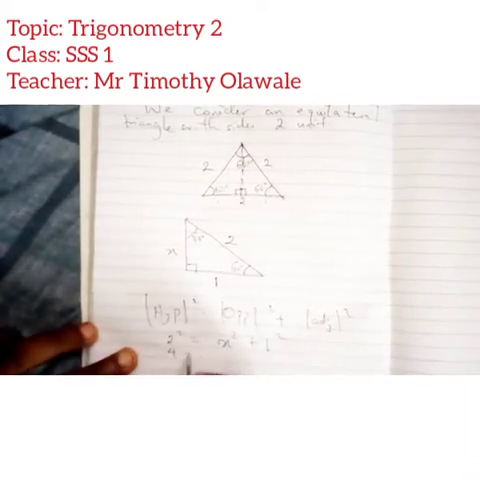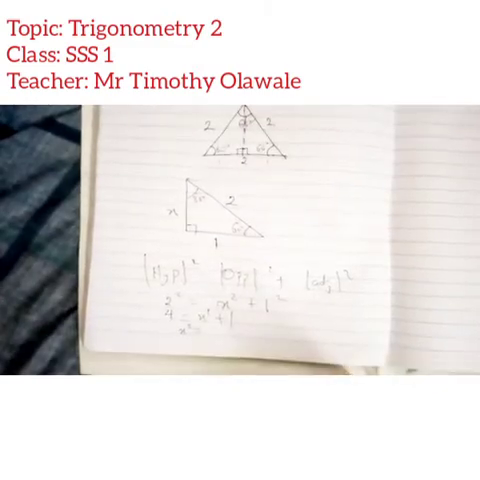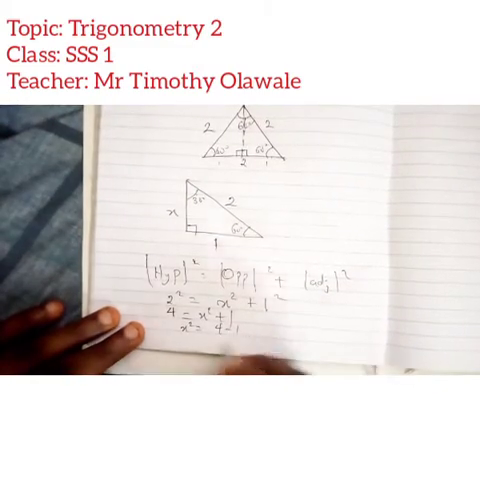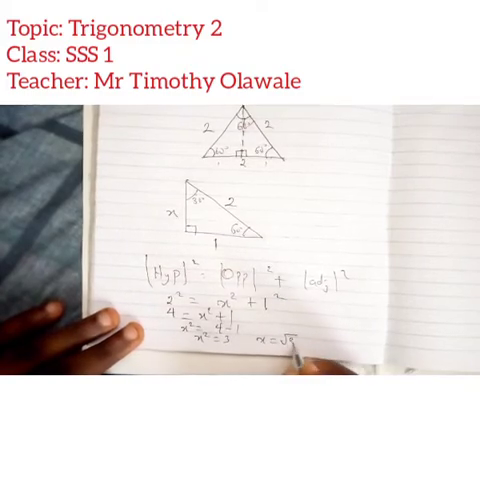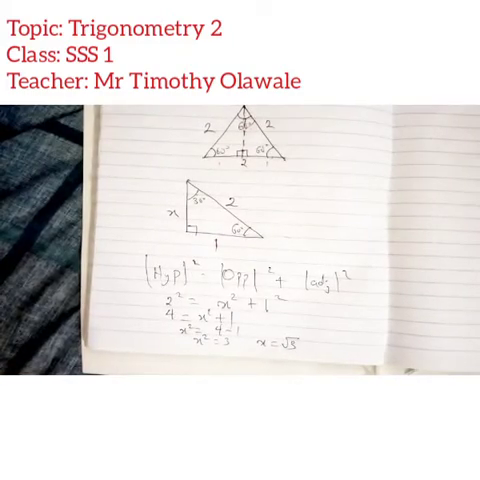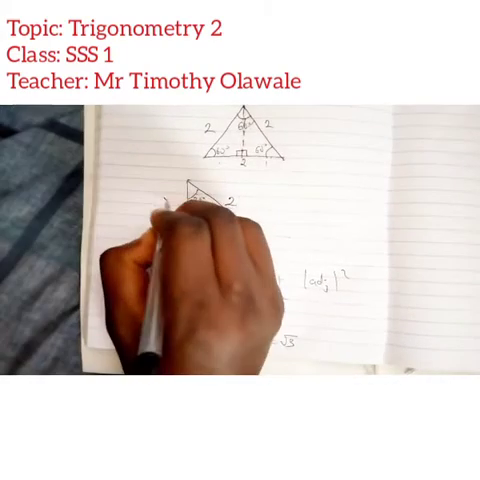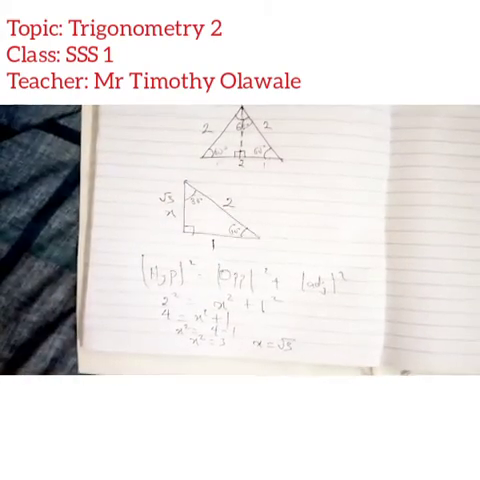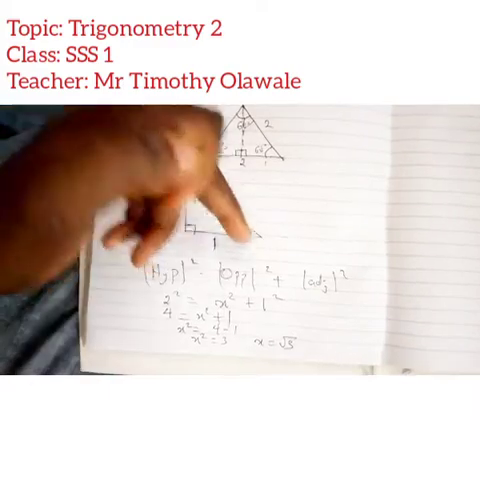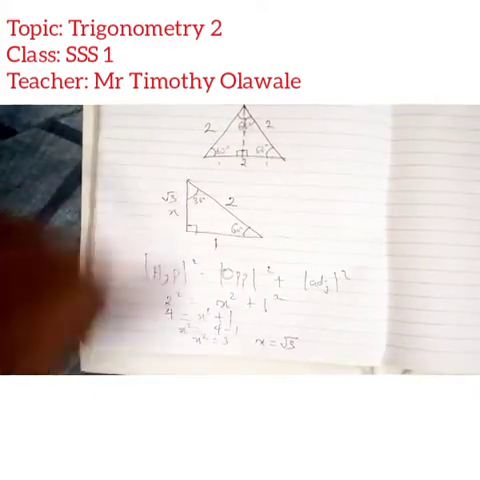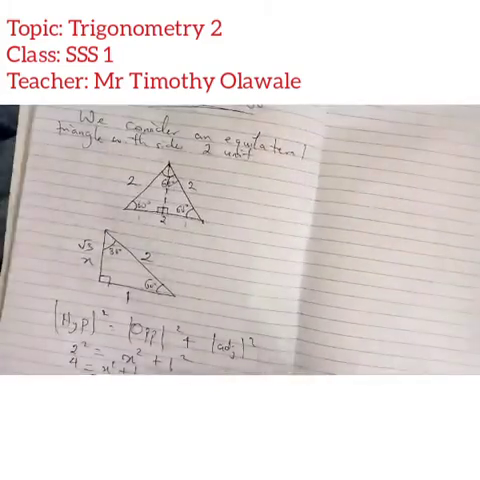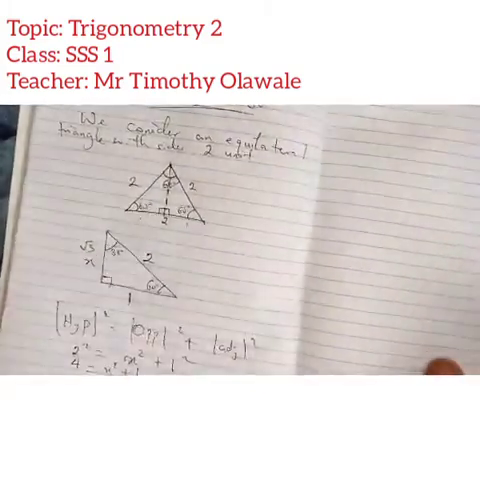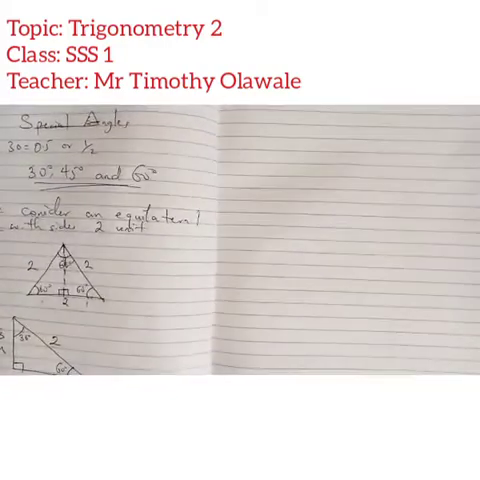So we have 4 equals x squared plus 1. x squared equals 4 minus 1. x squared equals 3. That means x equals square root of 3. Did you get that? So what is here is square root of 3. The hypotenuse here is 2. These two other sides are 1 and square root of 3 respectively. Is that clear? So from there we can find the trigonometric ratios for 30 and 60.